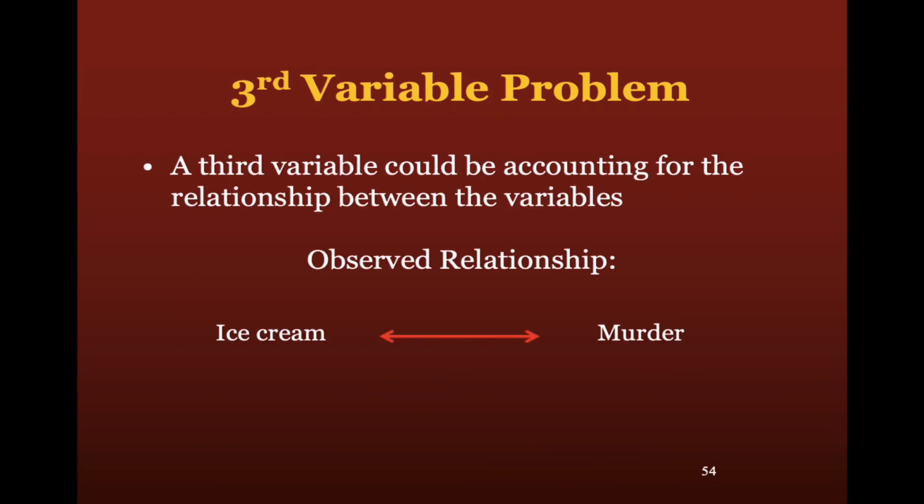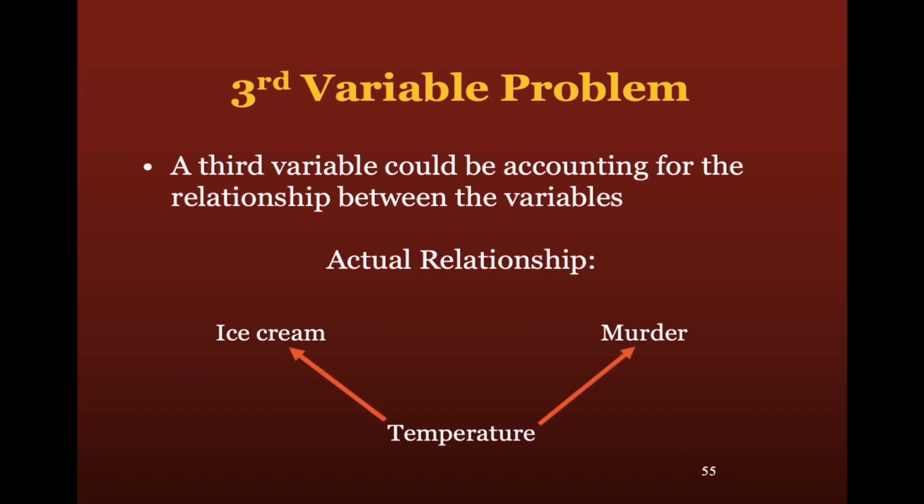For the third variable problem, what if you could think of a third variable that could explain why the relationship between ice cream and murder exists? If you include temperature as a variable, that could account for this relationship. When it's warm outside, people eat more ice cream. When it's also warm outside, people tend to be outside more. They get more easily agitated, and that will lead to higher rates of crime and violence and murder. So once you factor in temperature, the relationship between ice cream consumption and murder rates is now no longer significant.